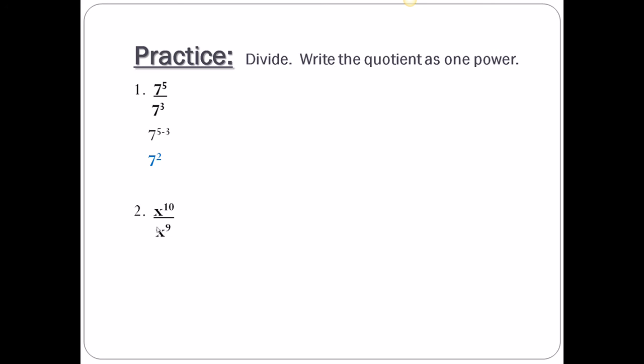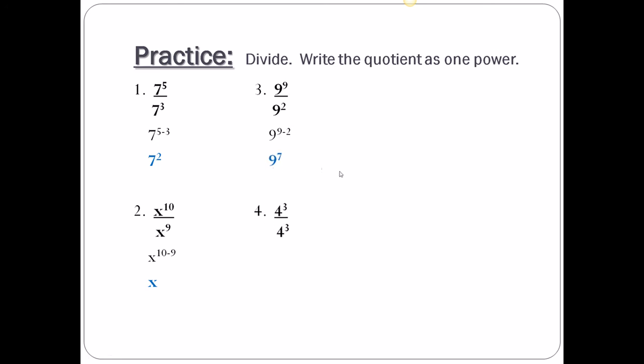X to the 10th divided by x to the 9th. We have the same base. We subtract. 10 minus 9 is just x, because we don't need to write the 1. That's bad math grammar. You don't ever write the exponent of 1. It's assumed it's there. Okay. 9 to the 9th, 9 to the 2nd. So same base, subtract your exponents. 9 take away 2 is 7.